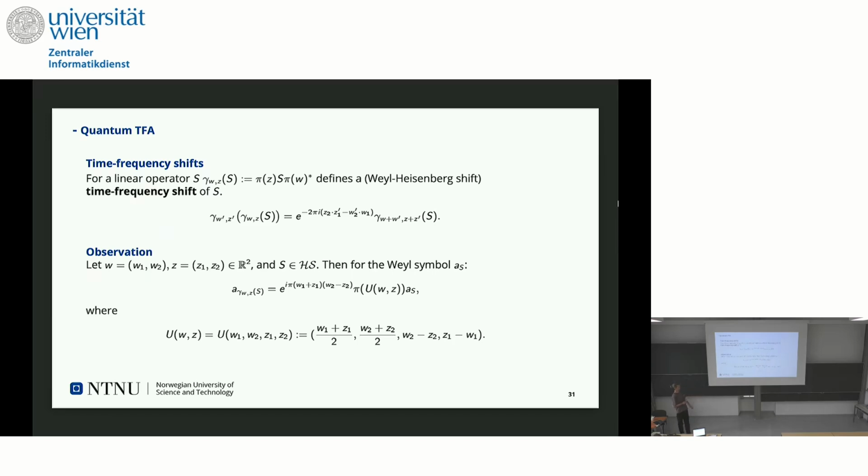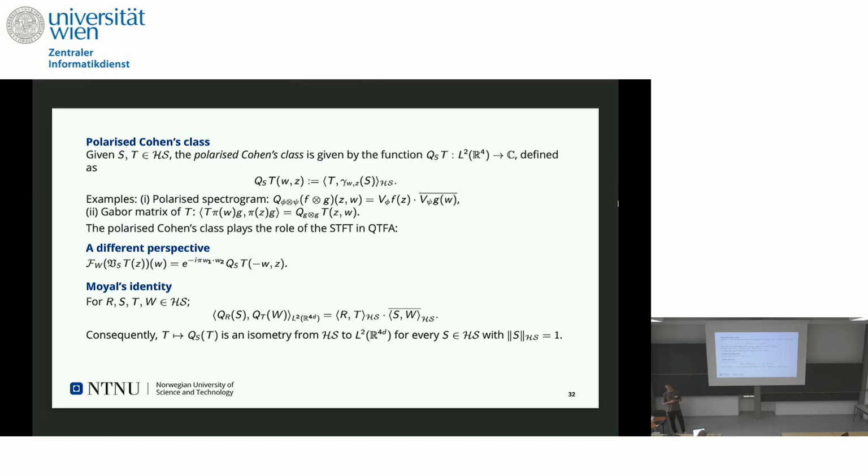So this change of variables might look familiar to those that have investigated mapping properties for Weyl symbols. It's essentially a 45-degree rotation with some symplectic action on the second half. Now, if we consider the inner product with respect to our gamma shifts, we arrive at the polarized Cohen's class. So this is now for each operator, we'll fix a window S, and then for any operator T which we analyze, we're going to find a function on double phase space, or R^4d.